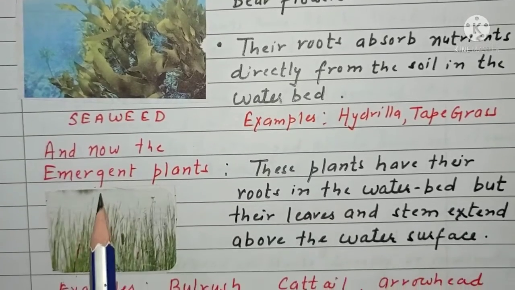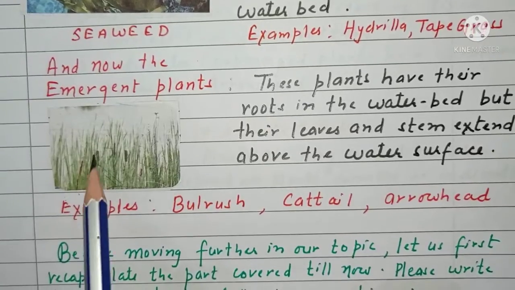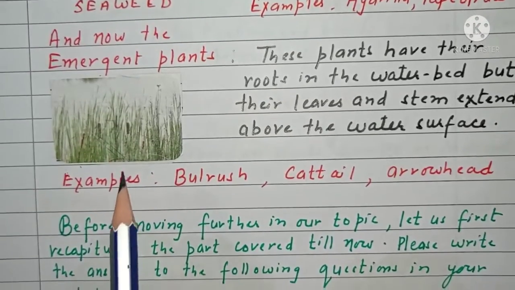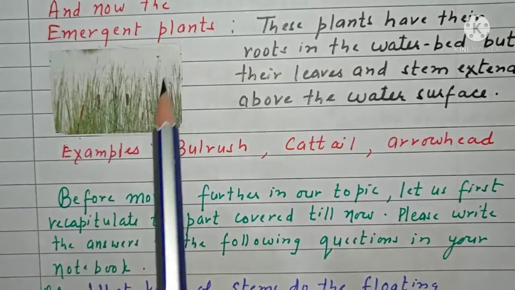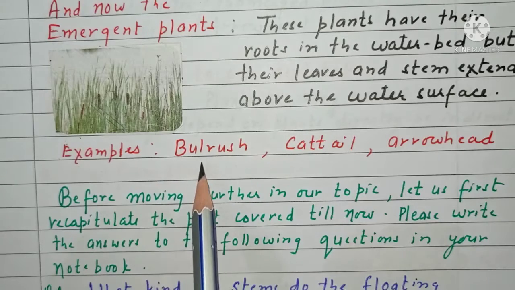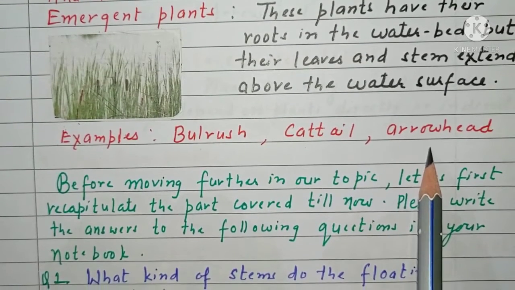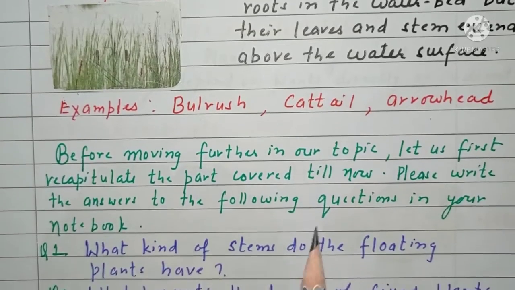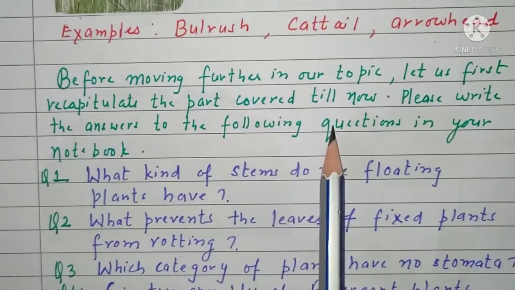And now the emergent plants. These plants have their roots in the water bed, but their leaves and stem extend above the water surface. And the examples are bulrush, cattail and arrowhead. They are the examples of emergent plants. So now before moving further in our topic, let us first recapitulate the part covered till now.